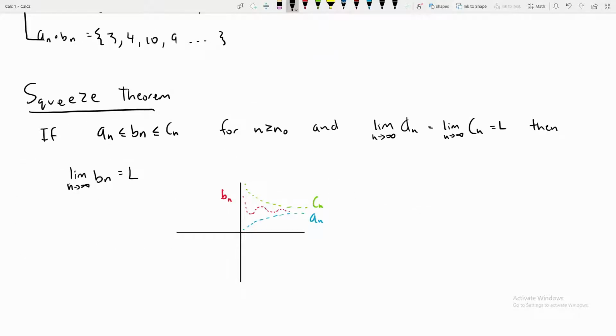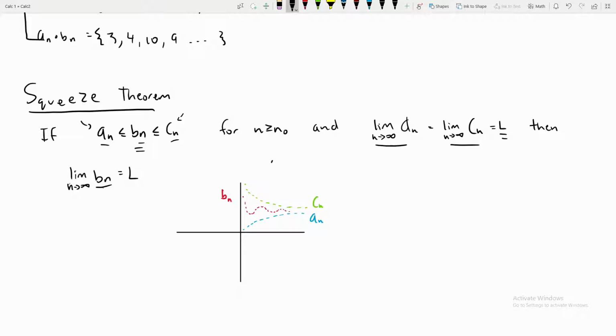Another thing that we have learned in previous lessons is the squeeze theorem, and we can apply that to sequences too. If we have three sequences right here, and we're talking about n greater than n0, meaning the starting n value, whatever it may be. So if we're referring to any n value that is greater than the starting one, and the limit of the leftmost sequence, meaning the smaller one, and the largest one, the right one here, is equal to this value L, then the limit of b of n, this middle sequence, is also going to be equal to L.